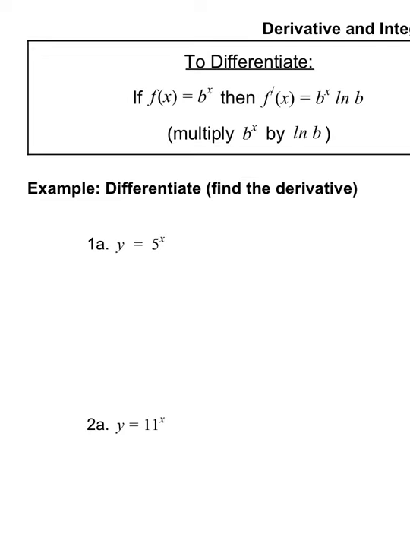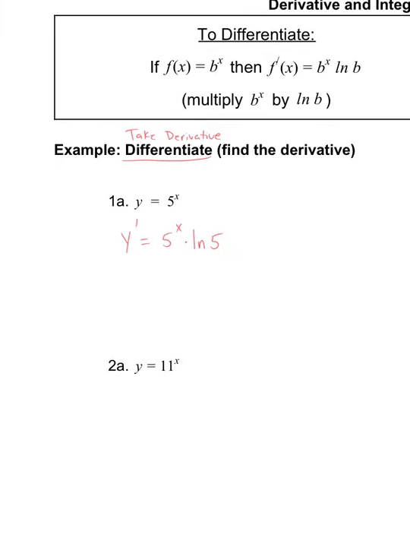So when we took the derivative of b to the x, remember, we rewrote the function again and we multiplied it by the natural log of the base. Let's practice that. Differentiate, again, means to take the derivative. So we just follow that formula. Y prime, we write the function again, 5 to the x, and we multiply it by the natural log of the base 5. That's it. You're done. All right, down here for number 2a, the derivative of 11 to the x, y prime is, we write the function again, 11 to the x, and we multiply it by the natural log of the base 11.